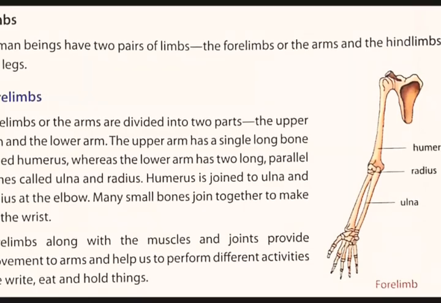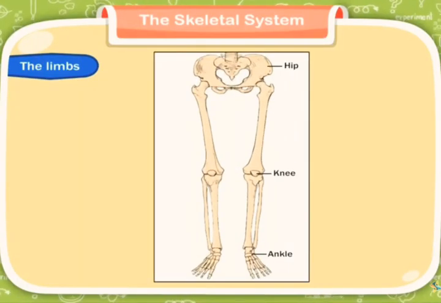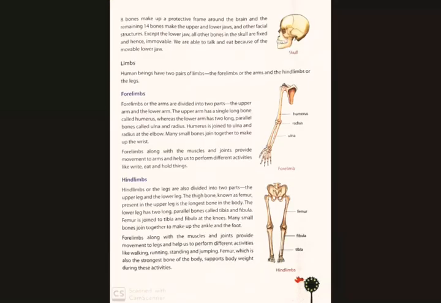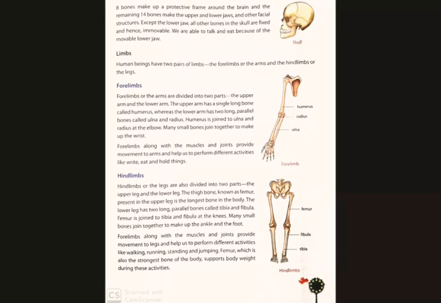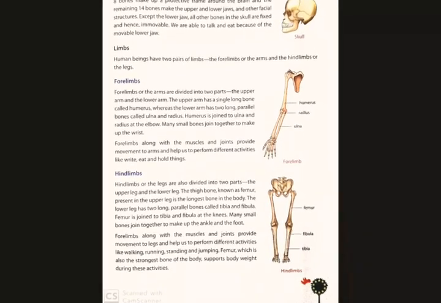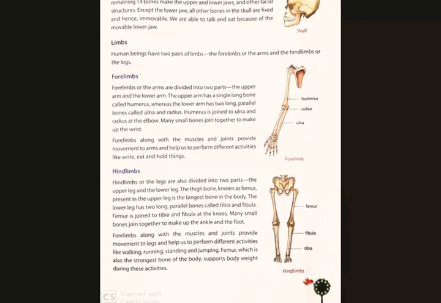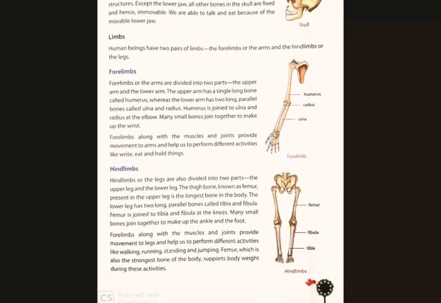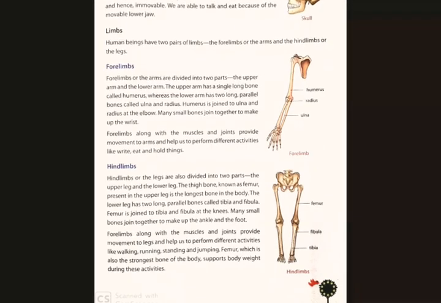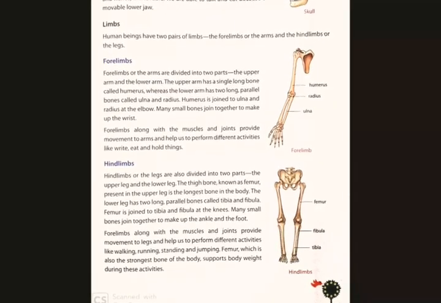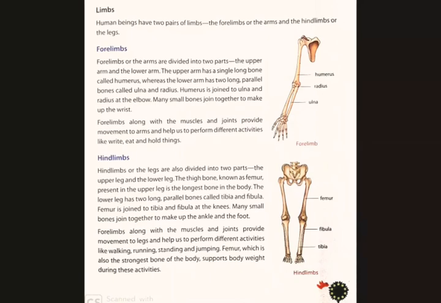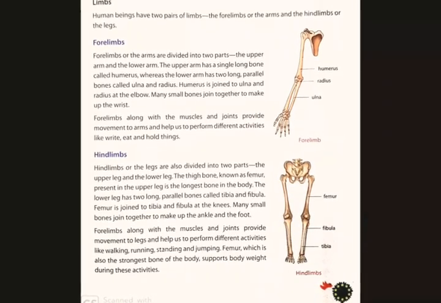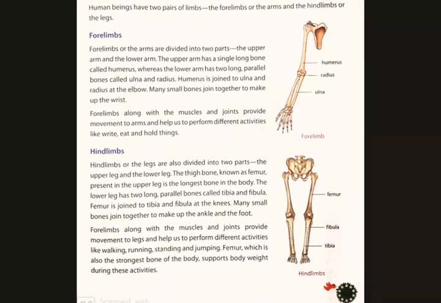Okay, next. The lower limbs, legs, are composed of the bones of the thigh, leg, and foot. Now, hind limbs or the legs are also divided into two parts, the upper and the lower leg. In the upper leg you will see the thigh bone, which is called femur, and is the longest bone. And the lower leg has two long parallel bones called tibia and fibula. Femur is joined to tibia and fibula at the knees, and there are small bones joined together to make up what? Ankle and the foot.